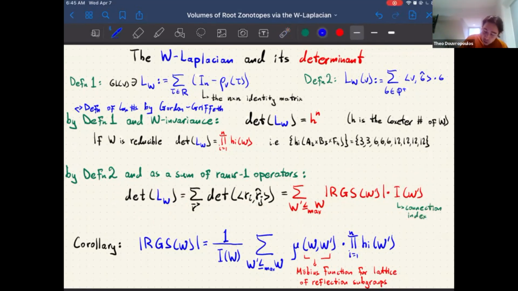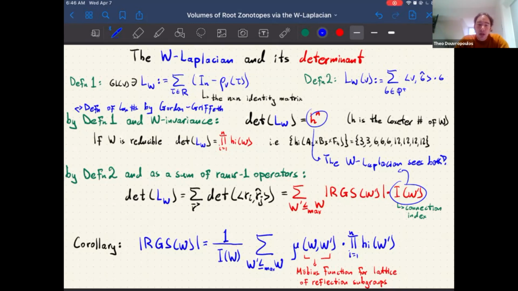And the really cool thing here, I hope I'm not going to make it overcrowded, the really cool thing here is that somehow the W Laplacian sees both the Coxeter number and the connection index. This is pretty cool. Usually they're different. Like in the symmetric group, they're the same, and they're the same for a canonical region, but in the other groups, they're different. But the W Laplacian sees both of them, and in a way that we like, right? It's in its spectrum.